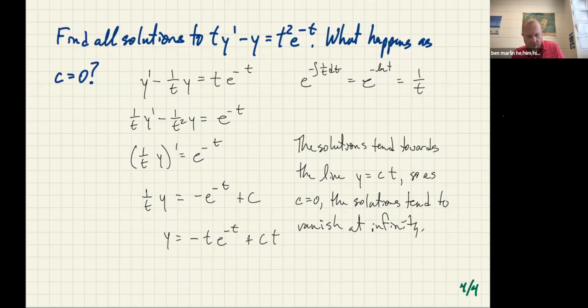So I thought I had another example here that did something neat. I guess not. Okay, I must have cut that out for time.